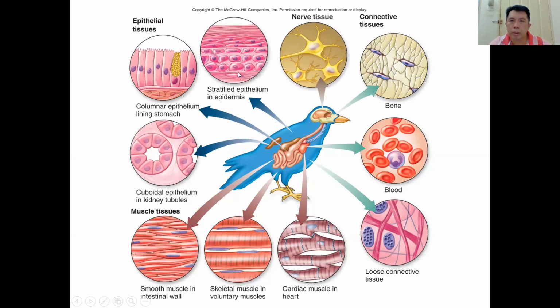Okay, so now here they show you different types of epithelial tissue, the epithelial cells. There are three types of muscle tissue. There are several types of connective tissue and also the nervous tissue.